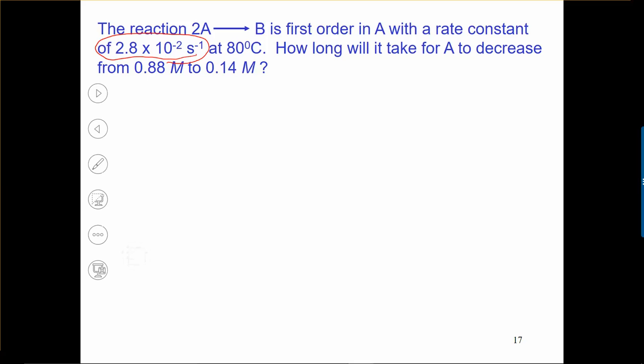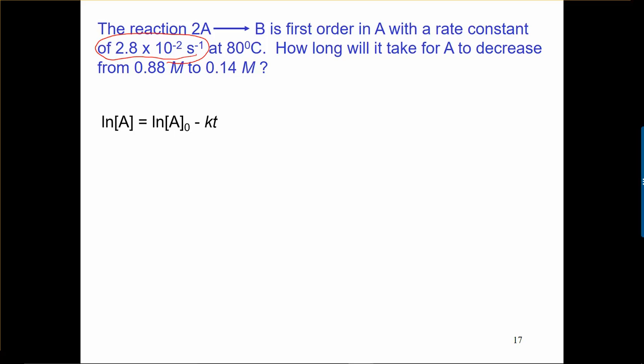How long will it take for A to decrease from 0.8 molar to 0.014 molar? Okay, so we want to use this equation. So how long is it going to take to go from 0.8 molar to 0.014 molar? This is where you're going to have to use the natural log button in your calculator. Does everybody know where that is? You need to know how to find that button. And the shift function of the natural log is usually e, so sometimes you might need to use e if you're going between natural log and e.